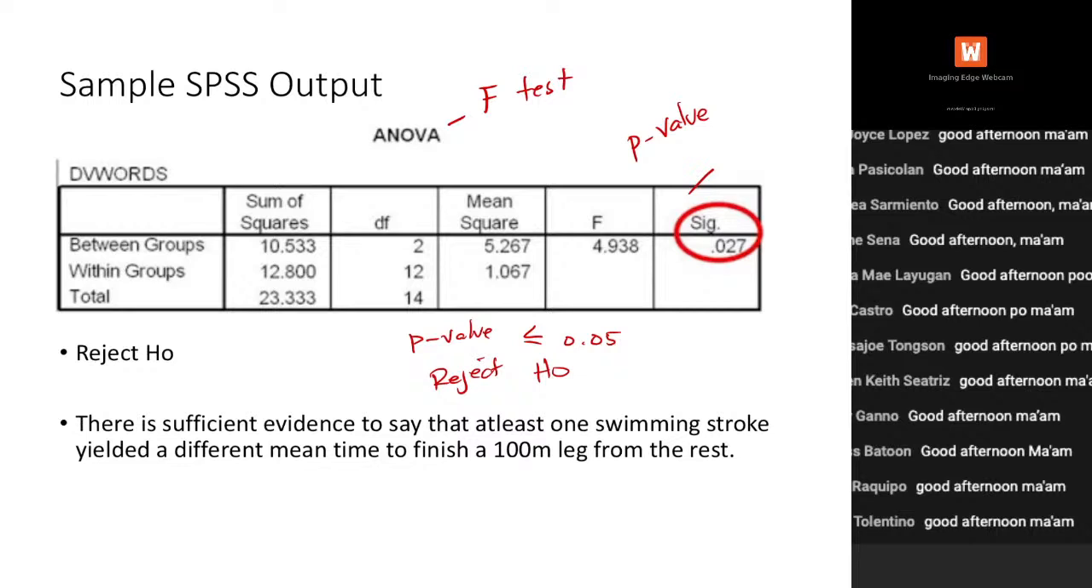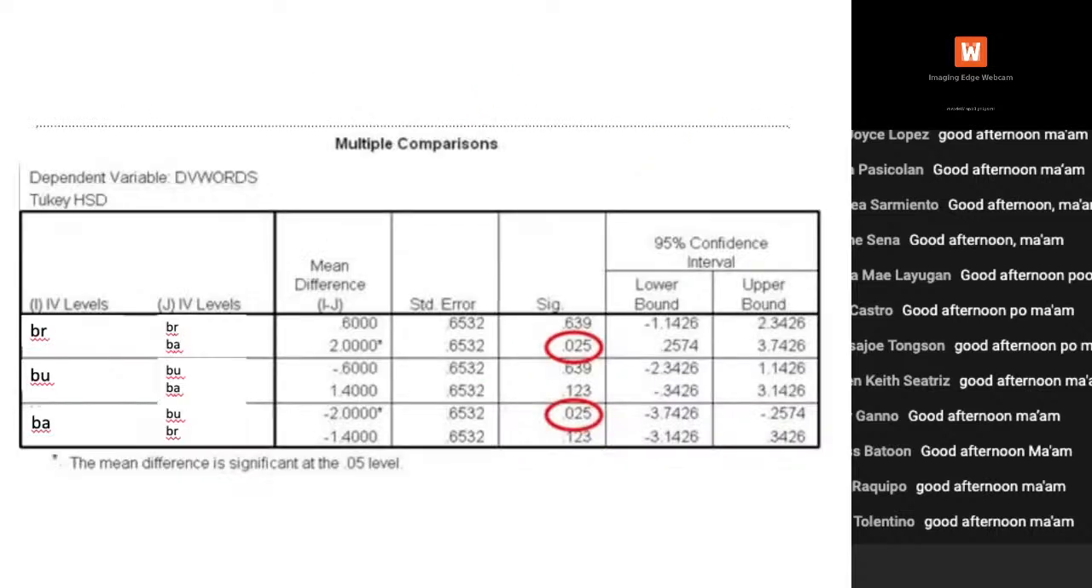Okay, should we stop here? Should we stop here? No. Okay, we have to find out which among the three groups contributed to the difference. Alin bang nagkaiba? Saan ba nagkaiba? Okay, nakita natin ang post hoc test. At yung post hoc test, yung 2K. 2K. Okay, post hoc test.